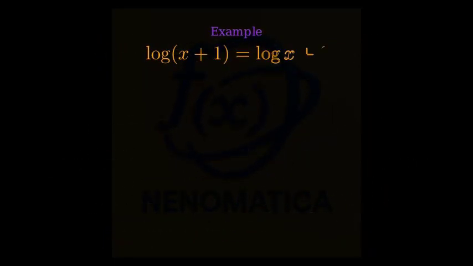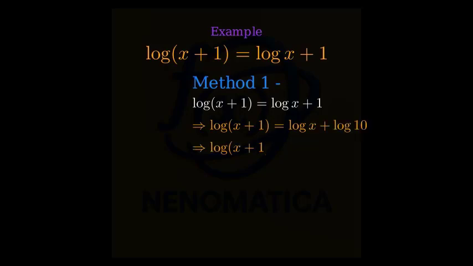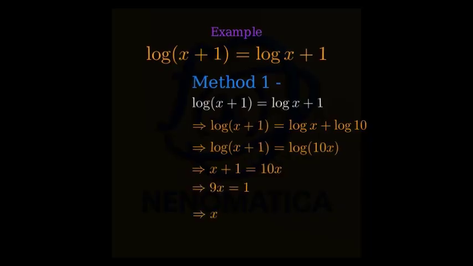Show the problem statement. Now method 1. Create the method 1 panel. First step, rewrite 1 as log 10. Combine logs using the product rule. Use the one-to-one property to drop logs. Collect x terms. Solve for x.